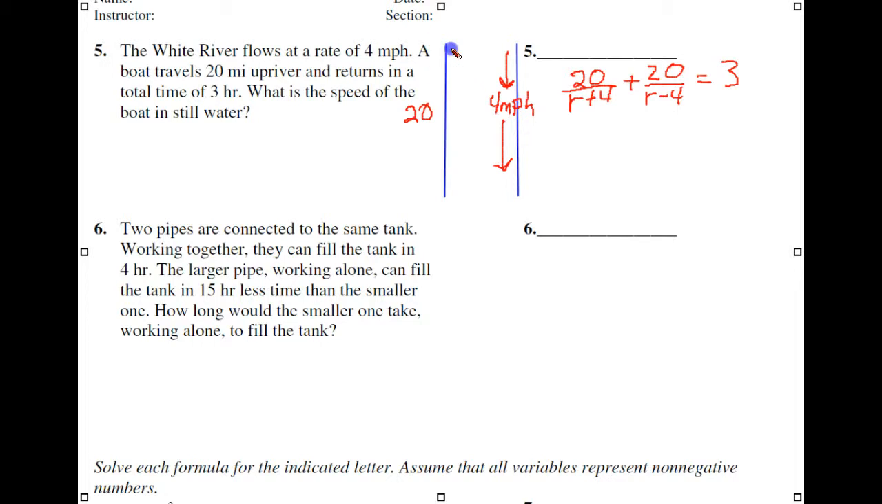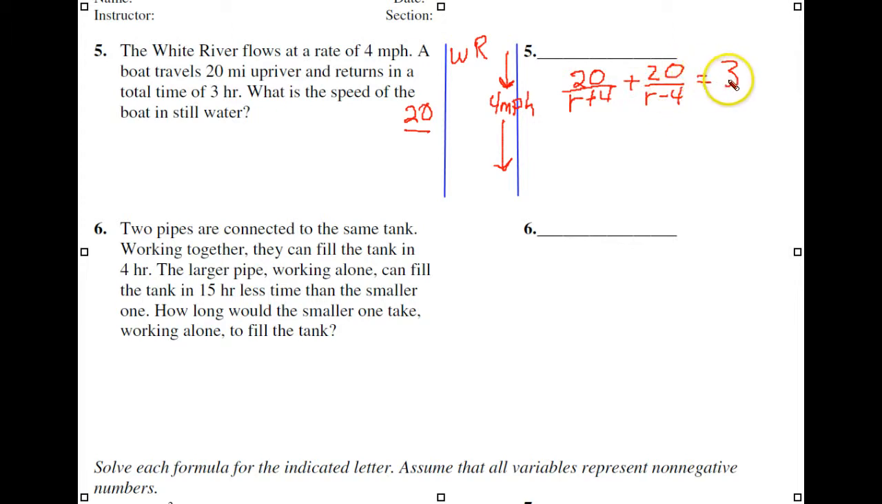Well, this is the White River that flows downstream at a rate of 4 miles per hour. A fella in a boat goes upstream against the current, these 20 miles, and then goes downstream the same 20 miles. So this is very similar to what we've done. So 20 miles going downstream. I should have probably gone upstream first. Doesn't make a difference. So it'd be r plus 4 is the rate. And then going upstream, you're going against the current, the same 20 miles, r minus 4.